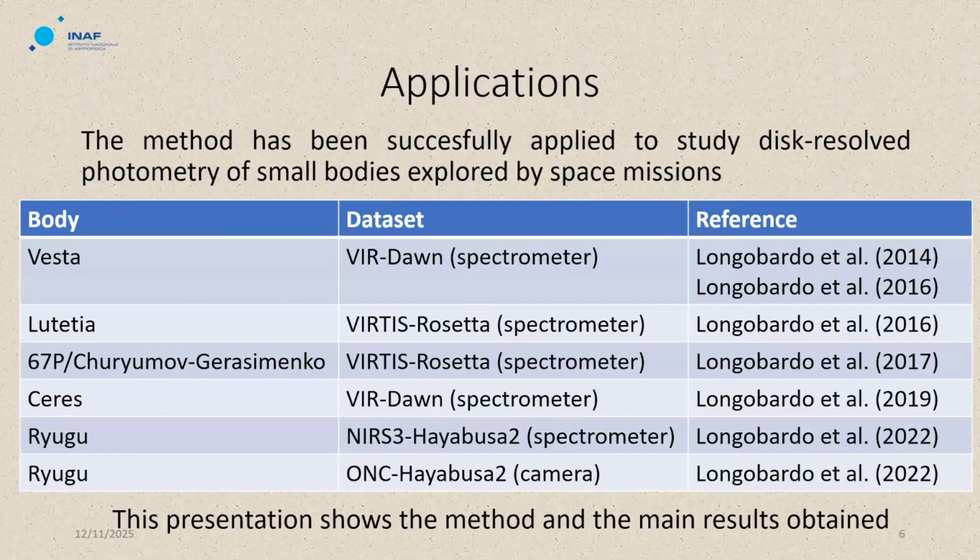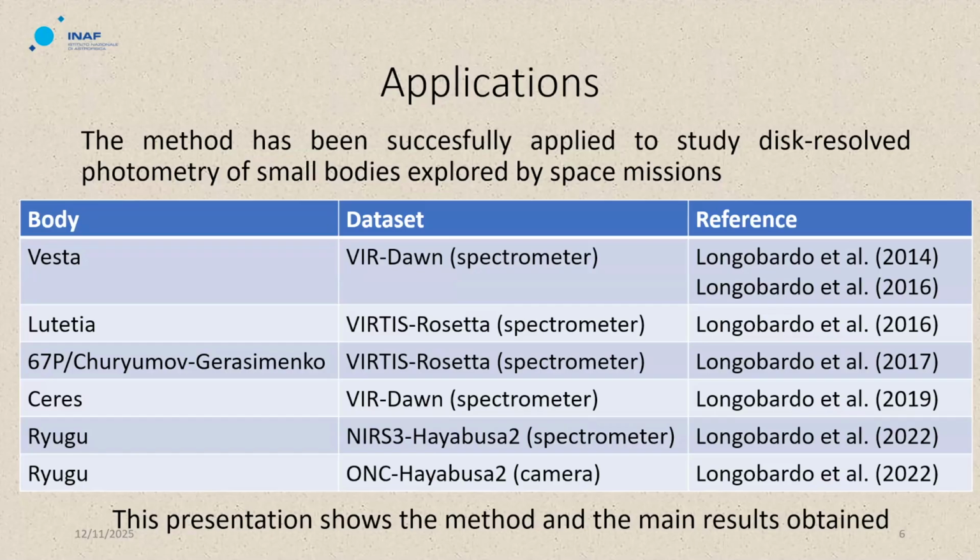And these are the applications done so far. We worked on Vesta with VIR spectrometer data, on Lutetia and Churyumov-Gerasimenko with Rosetta spectrometer data, on Ceres again with Dawn spectrometer data, and Ryugu with both spectrometer data from NIRS3, a spectrometer working in the near infrared range, and the ONC camera working in the visible range. So we also have the opportunity to compare different spectral ranges. The other spectrometers, the VIRs, work in both ranges.